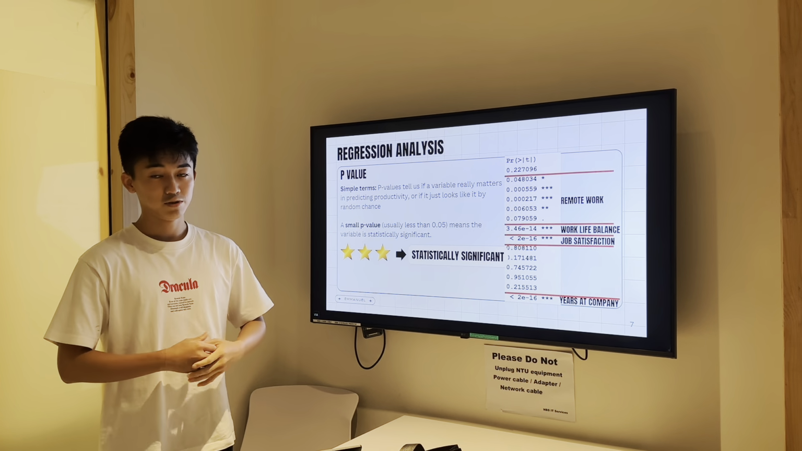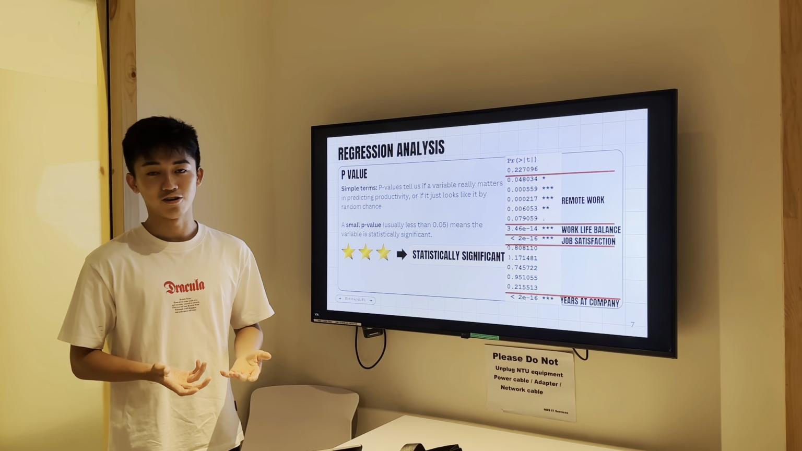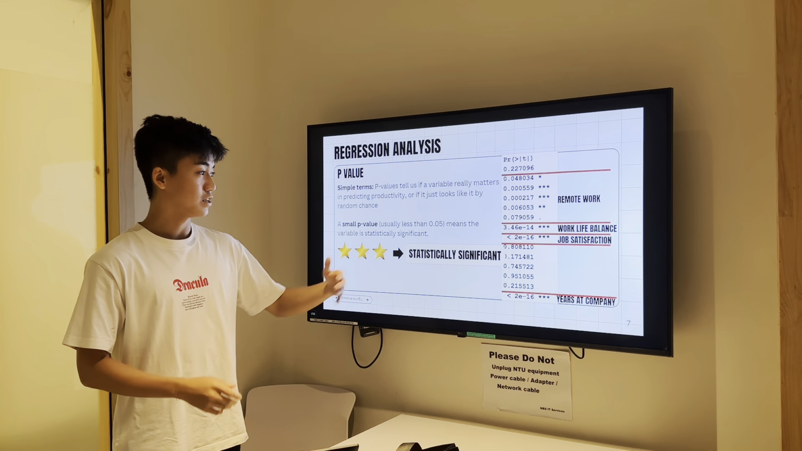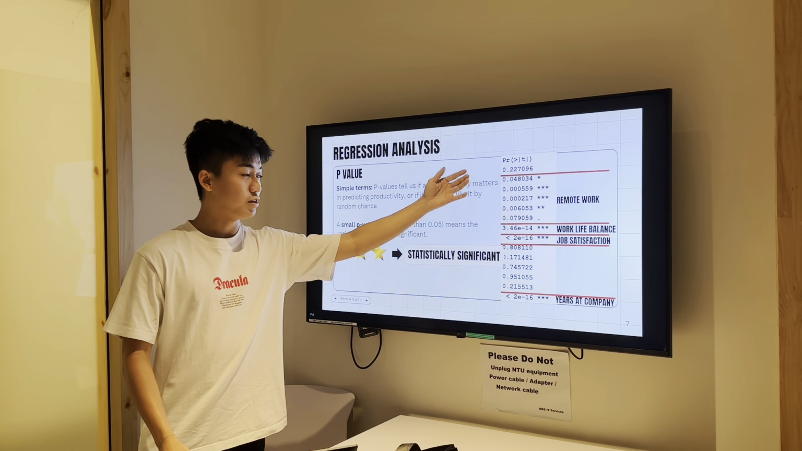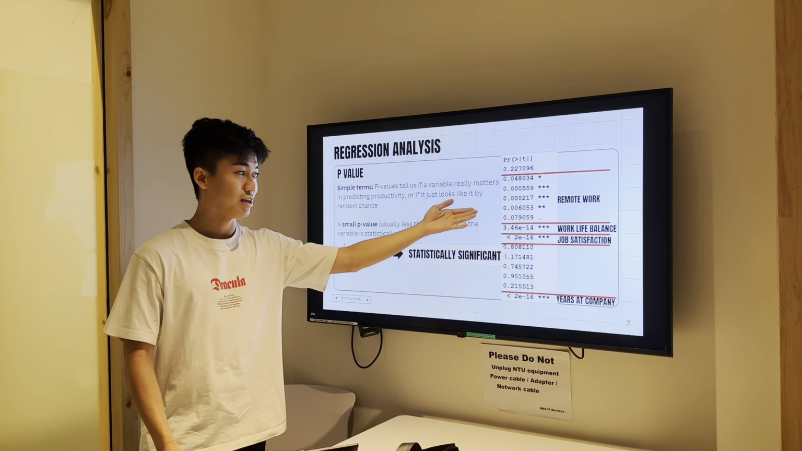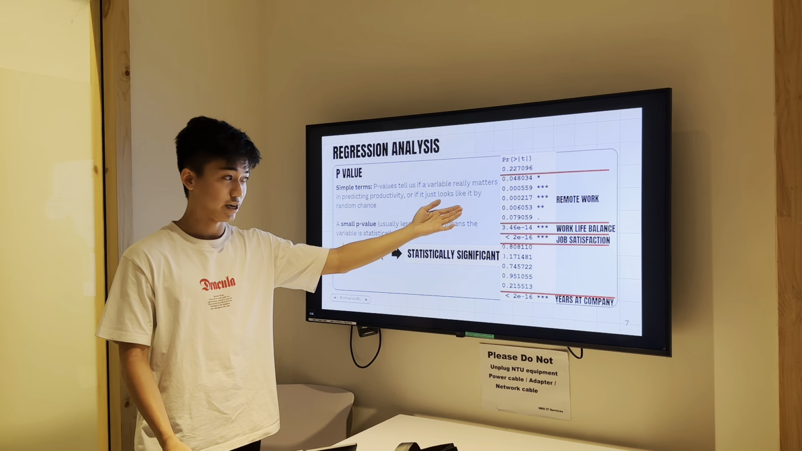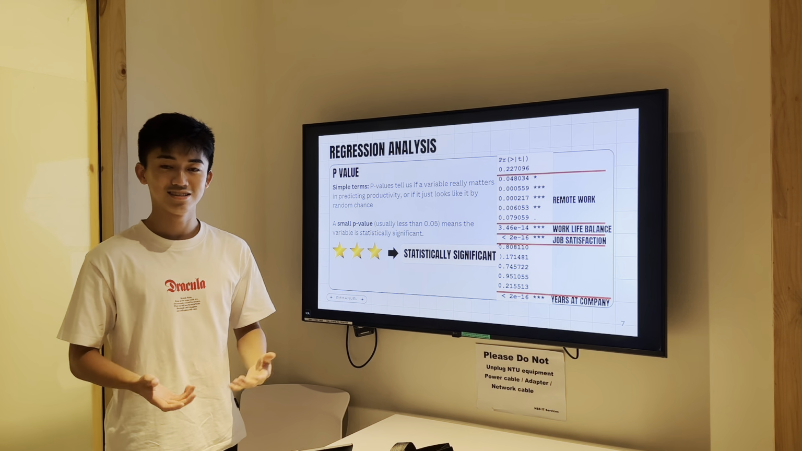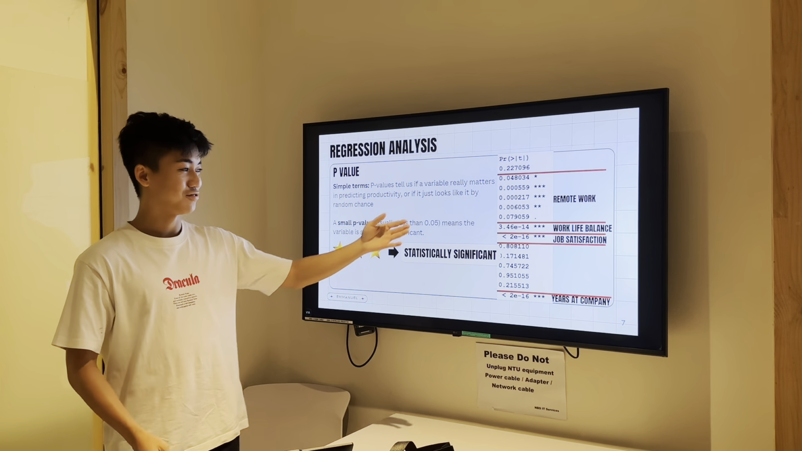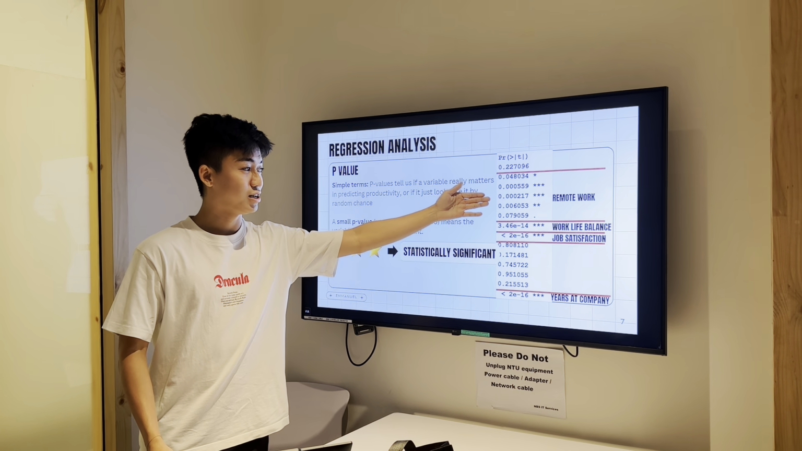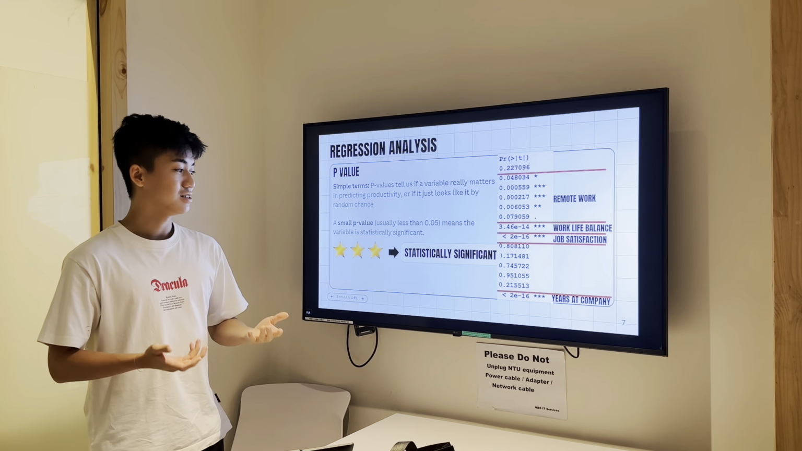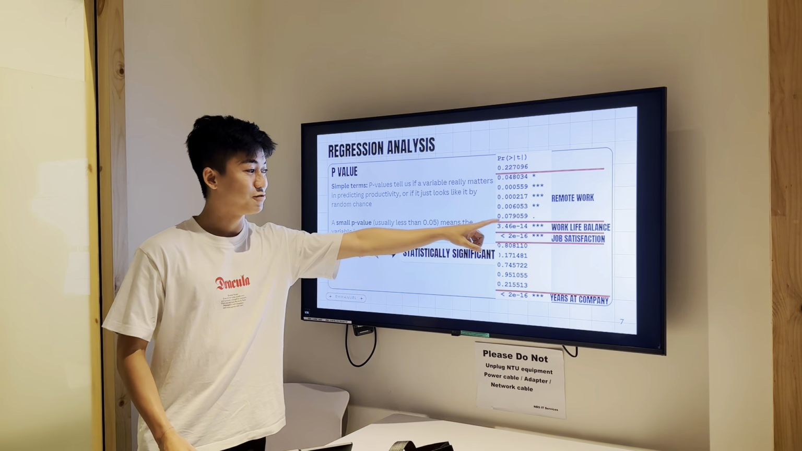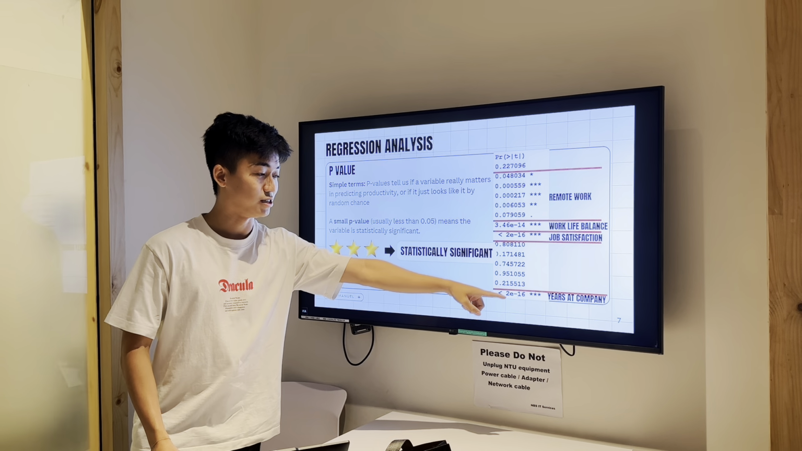The p-value measures whether the effect of a variable on productivity is random or not. For remote work, the p-value is extremely small, lesser than 0.05 to be exact, and the ones denoted by 3 stars are statistically significant. For remote work, 2 days and 3 days of remote work affect productivity heavily. The same goes for work-life balance, job satisfaction, and years at company.